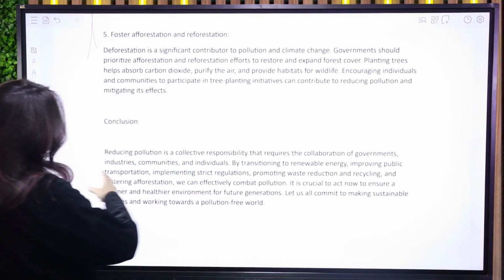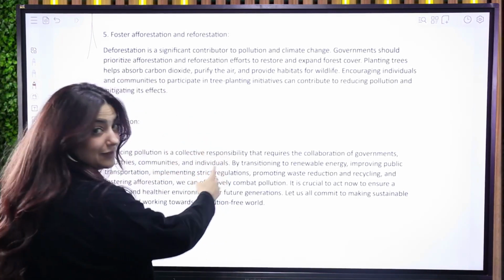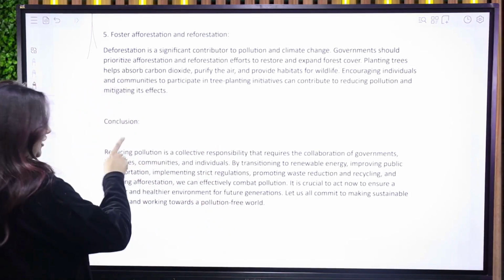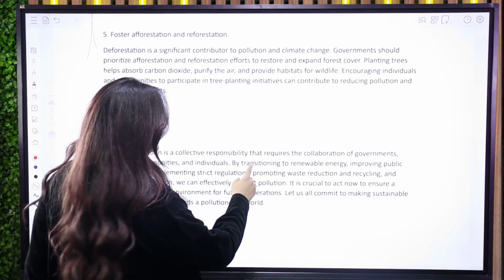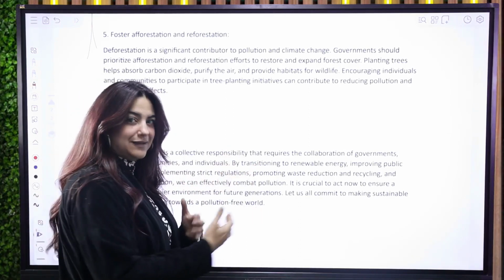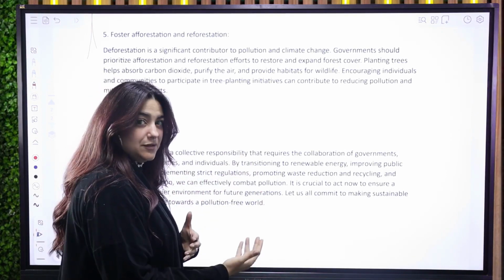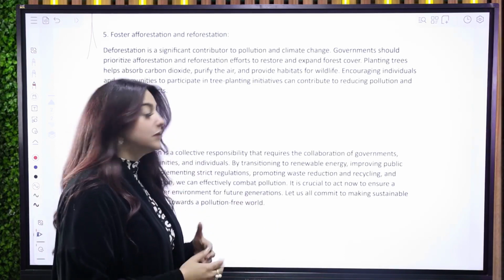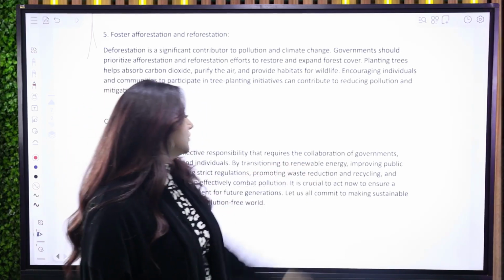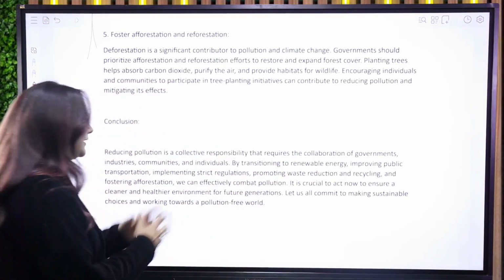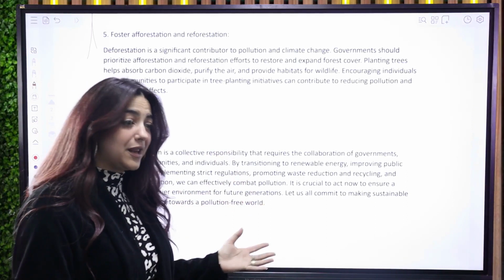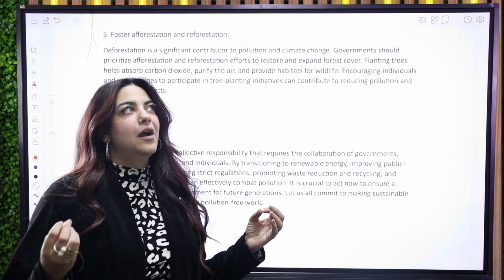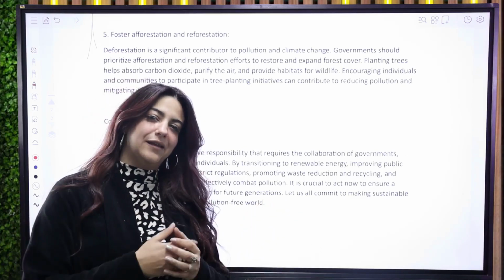So, reducing pollution is a collective responsibility that requires the collaboration of government. See, notice the language here. Collective responsibility that, okay, requires. I didn't say need. I say requires. Okay? And I don't say gain, I say acquire, attain. Notice the verbs. That the collaboration of government, collaboration, okay? It's a collective responsibility. Everybody should have such a responsibility. Everybody should have this sense of duty towards nature and the ecosystem.